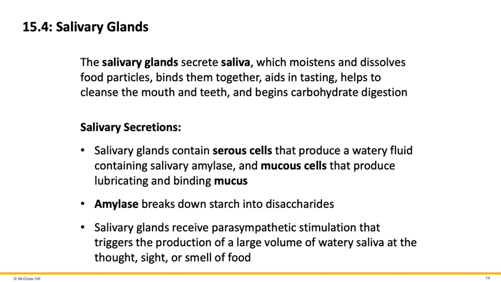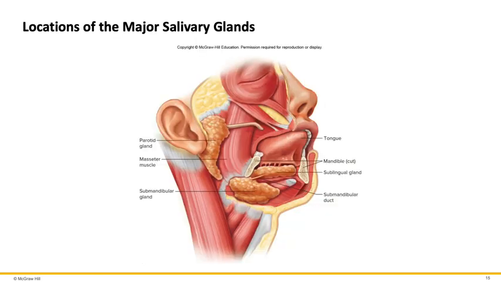The overall function of saliva is to provide lubrication, bind food together, and also begin chemical digestion of carbohydrate. There are three major salivary glands. The parotid gland is the largest and lies over the masseter. The submandibular gland is located in the floor of the mouth and more on the lateral side. And finally, the sublingual gland, which is also located in the floor of the mouth but more on the medial side.